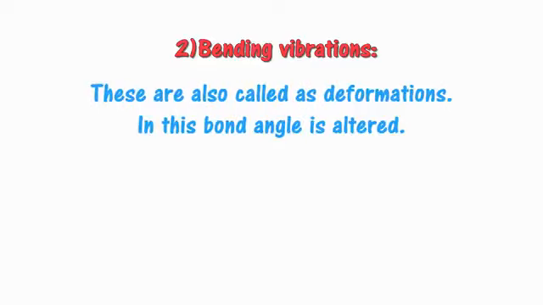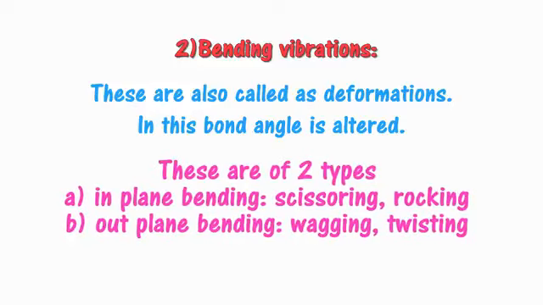Now let's learn about bending vibrations. These are also called deformations. In these, bond angle is altered. These are of two types: one is in-plane bending and another one is out-of-plane bending. In in-plane bending, scissoring and rocking, and in out-of-plane bending, wagging and twisting vibrations will be observed.